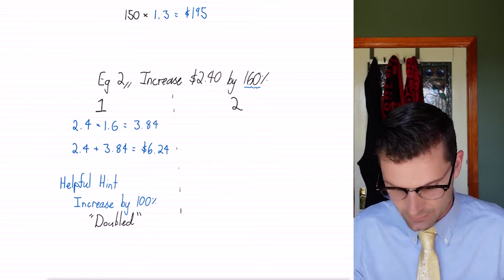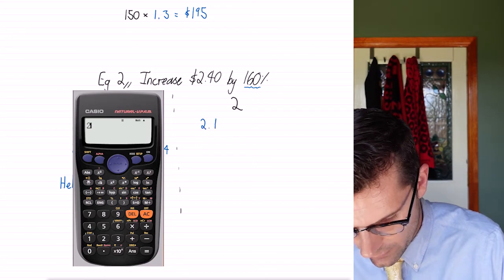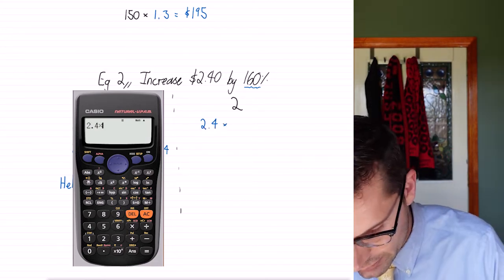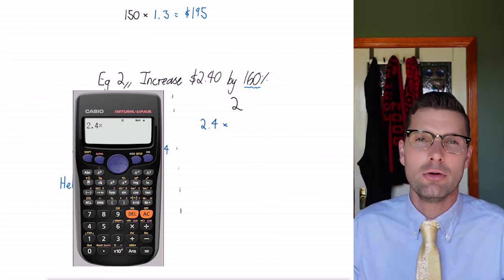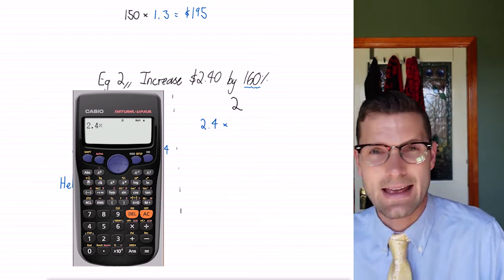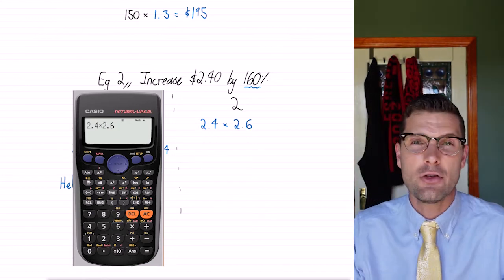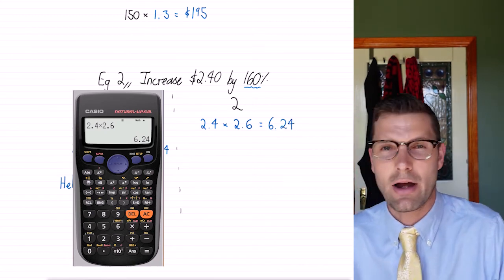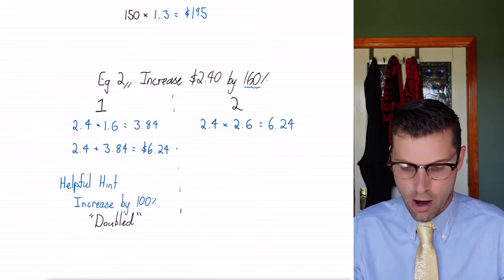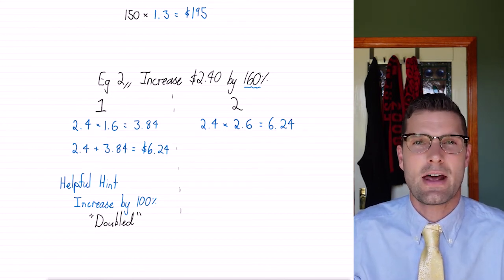Okay, the second way we could do this is know that we've got 2.4 or $2.40 multiplied by not just 1.6, but the original 100% as well. So we're increasing our total there by 2.6. And if you throw that onto your calculator, it'll give you the answer 6.24 straight away. Okay, so that's an example where I really like to use the second method just because it reduces the amount of work that you have to do.